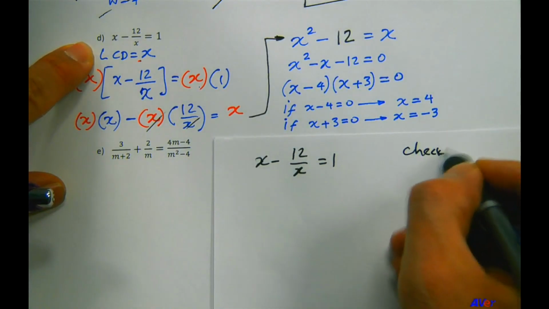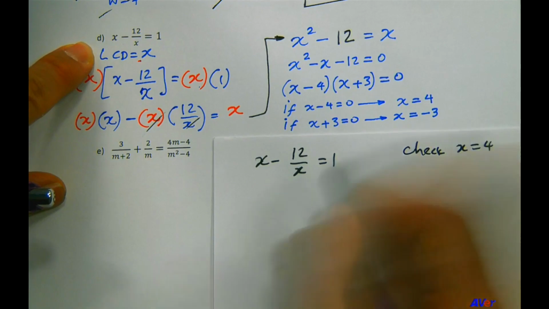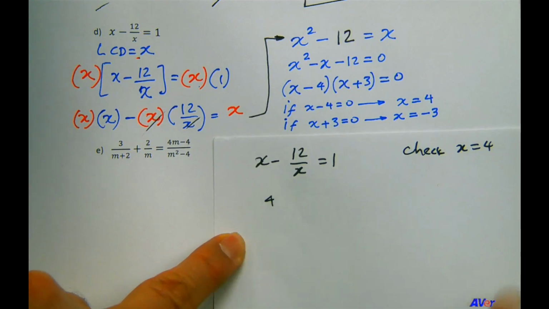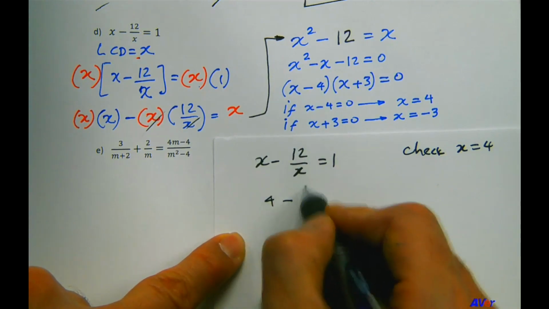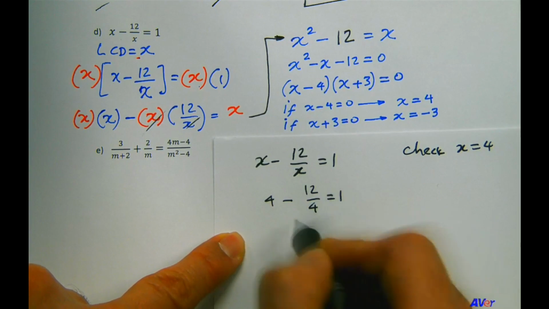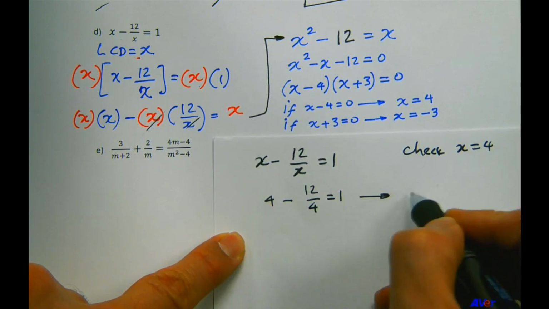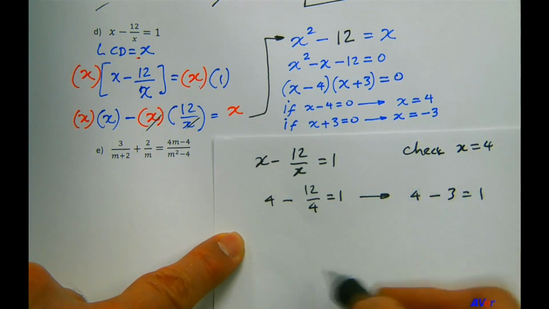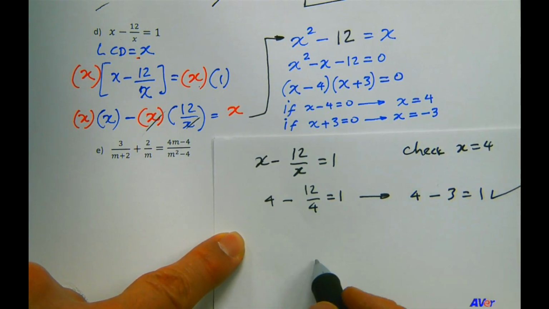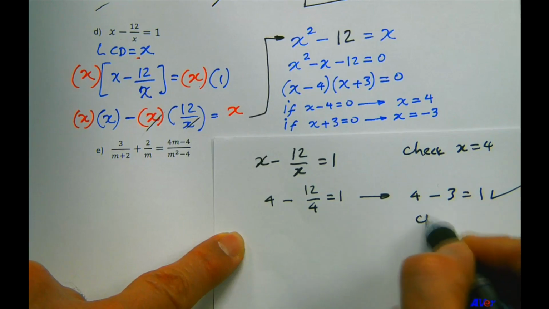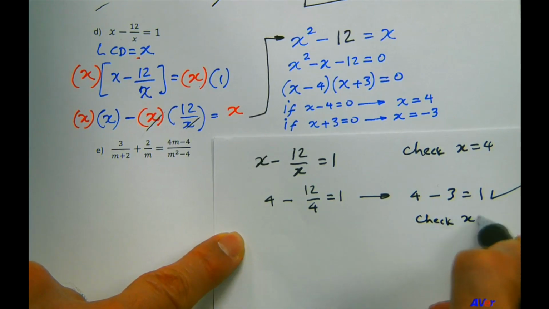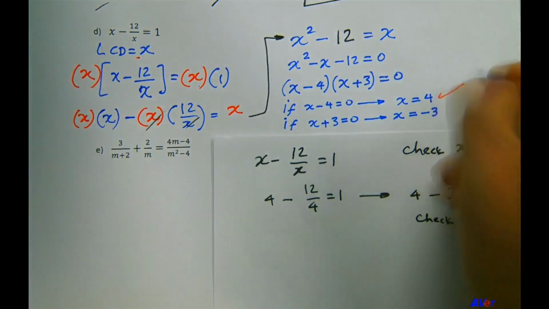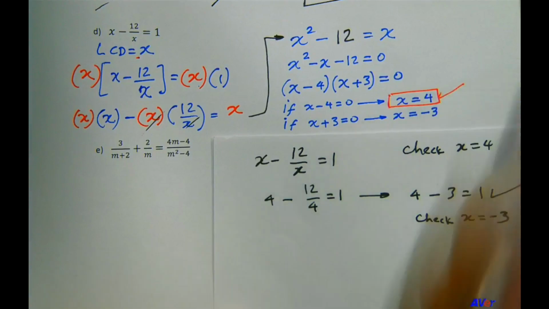So using X minus 12 over X equals 1, we're going to check. Let's check X equals 4 to see if both sides are equal. So 4 minus 12 over 4 equals 1. So 12 over 4 is 3, so 4 minus 3 equals 1. Are the two sides equal? Yes, so it checks out. We can box that and say it's okay.